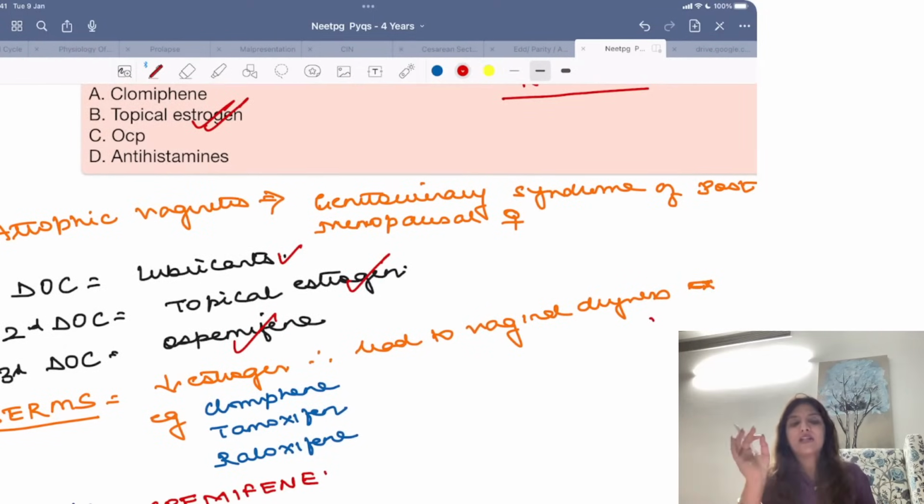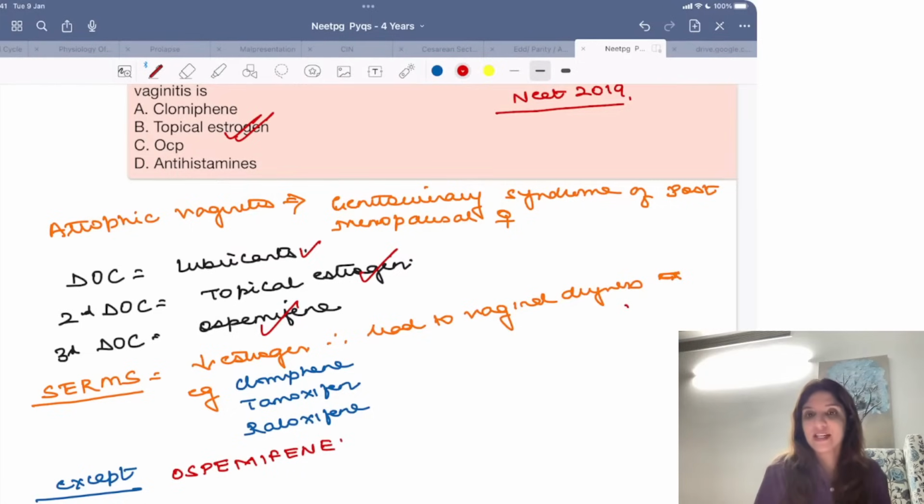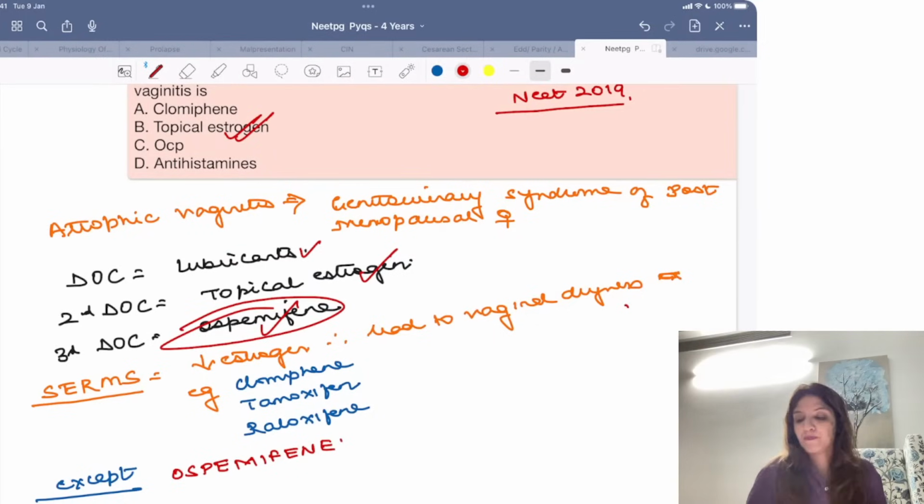Remember that all the selective estrogen receptor modulator drugs like clomiphene, like tamoxifen, like raloxifene, all of them lead to vaginal dryness. They are not used for treatment of vaginal dryness. There is only one SERM which can be used for treating vaginal dryness, and that is ospemifene. Clear?